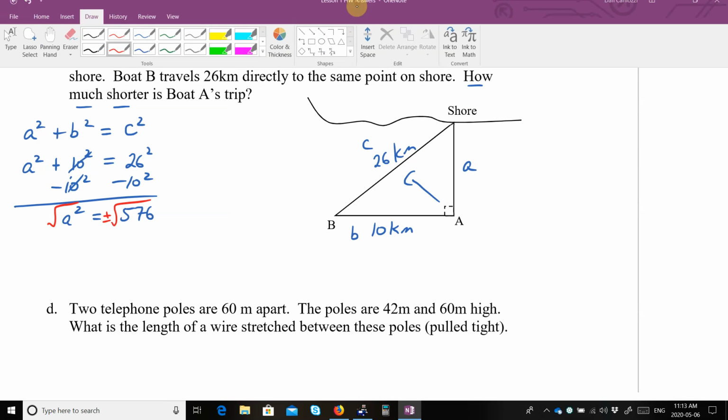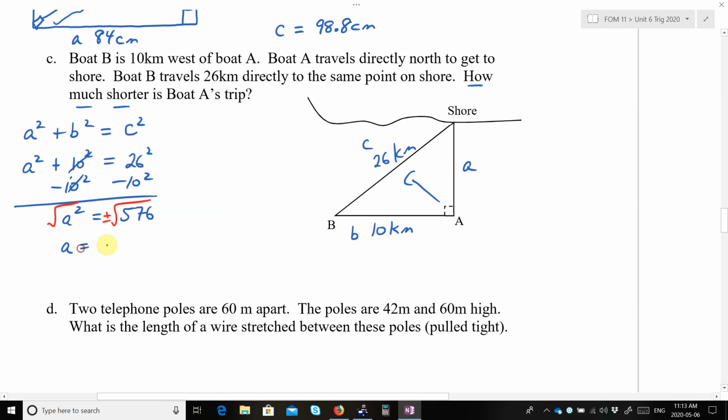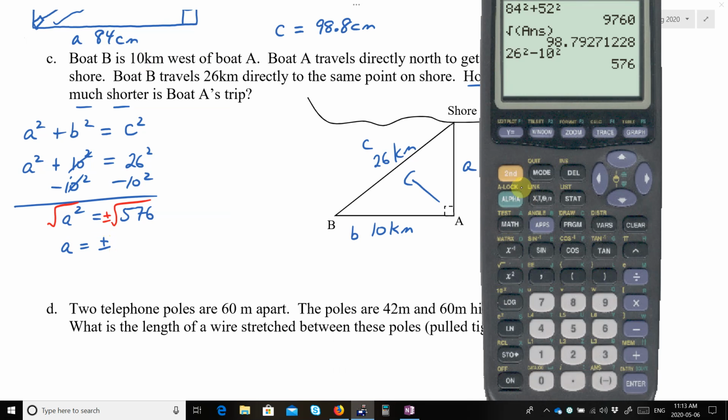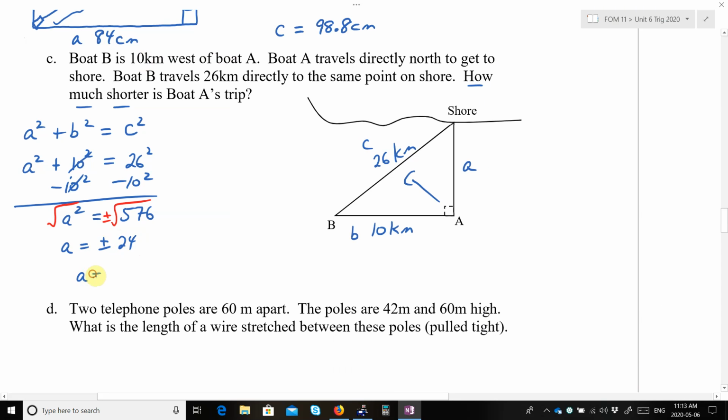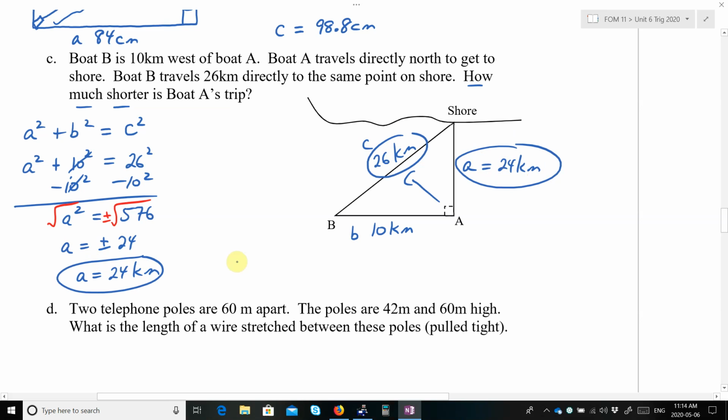Square root both sides. A is equal to plus or minus the square root of 576, which is 24. So the A length is 24 kilometers. Okay, and it says how much shorter is boat A's trip? It is 2 kilometers shorter because boat B has to go 26.